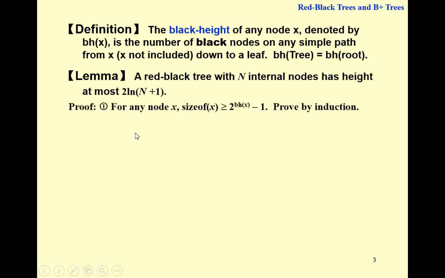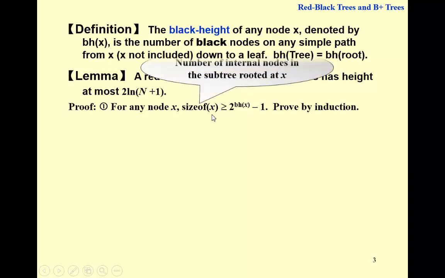And the proof of this lemma is interesting, so let's go through it. First of all, we'd like to prove that for any node X, the size of X, meaning the number of internal nodes in the subtree rooted at X. Okay, so it's the size of that subtree. The size of X is bounded below by 2 to the power of the black height of X minus 1. Let's first try to prove this by induction.